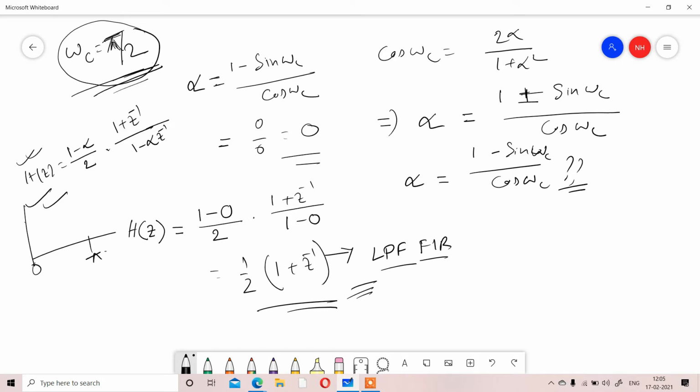So that is the characteristics of a low pass filter. So from the low pass filter, if you have any question, you can ask me.